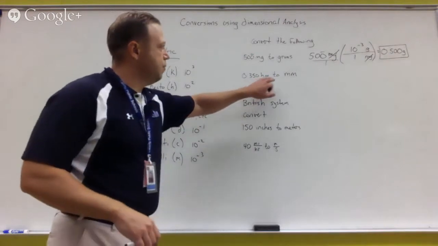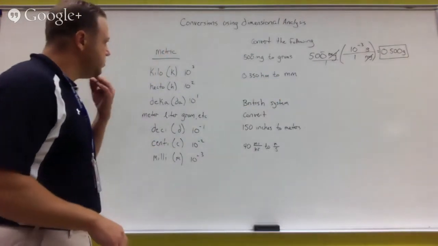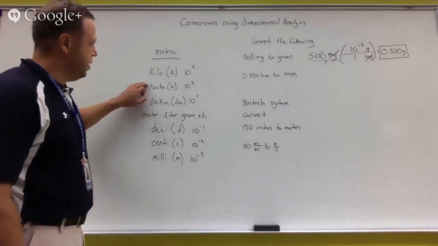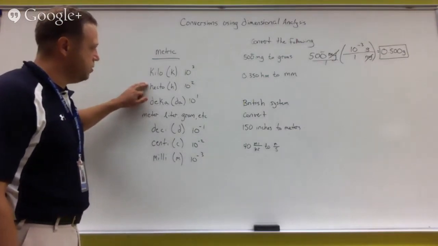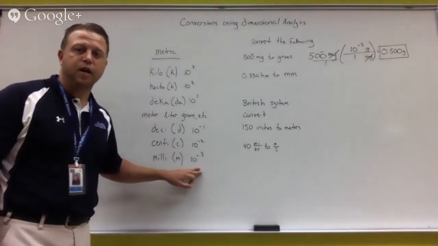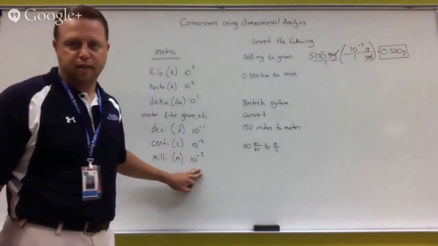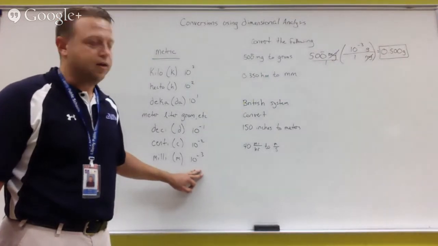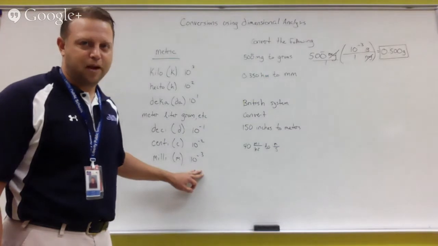This time we're going from hecto to milli. Now, like I said, as you get better at this, you're going to be able to notice this. Hecto is 10 to the second. Milli is 10 to the negative third. The difference is 5. The difference between 2 and negative 3 is 5, so we're going to be moving the decimal 5 places.